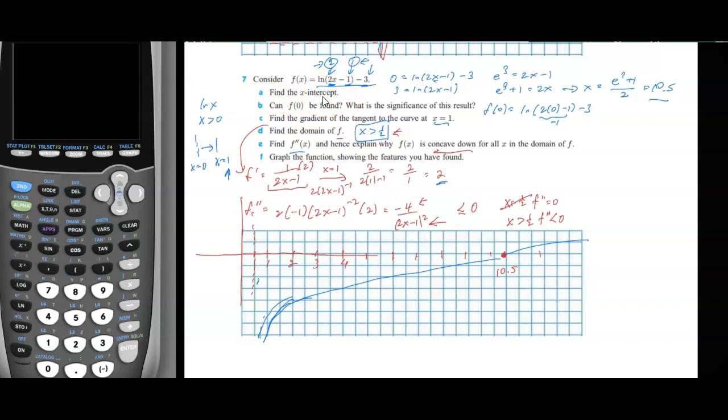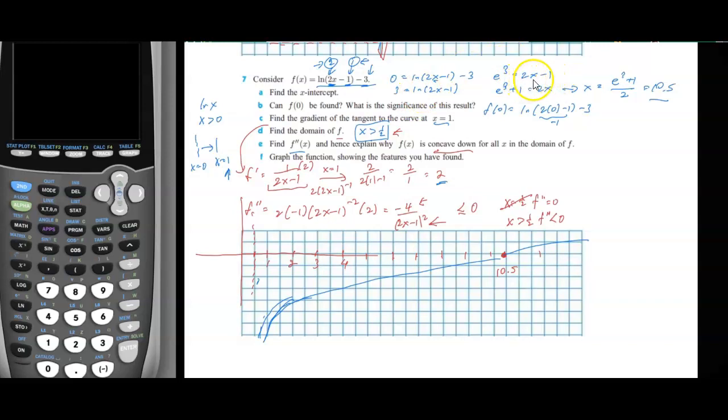Remember, to find x-intercepts, you need to make the y value 0. So if I put 0 here instead of f of x, that would help me find the x-intercept. So 0 equals natural log of (2x minus 1), minus 3. I'm going to isolate the natural log. So I add 3 to both sides, and now I have the natural log equal to 3. How do I get rid of the natural log? I do e to the 3 and e to the natural log. The e to the natural log cancels out, and I end up with e cubed equals 2x minus 1.